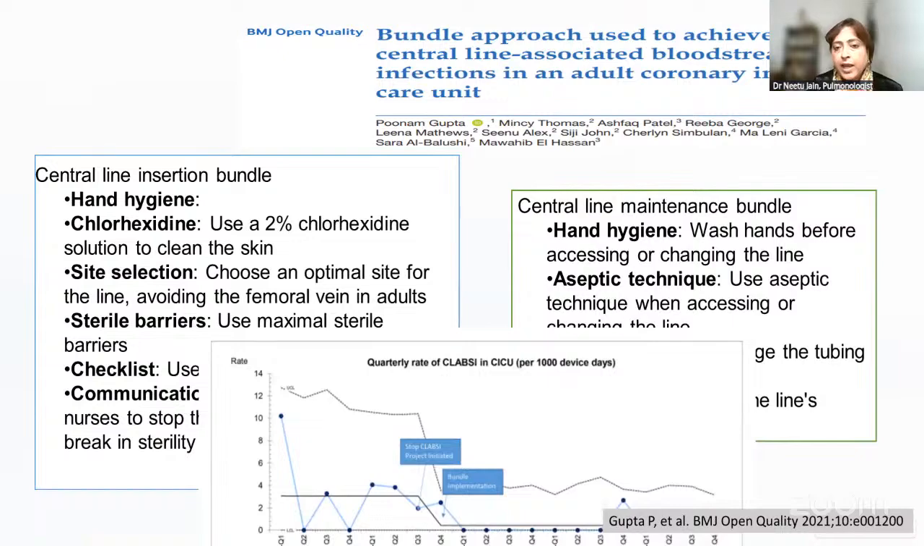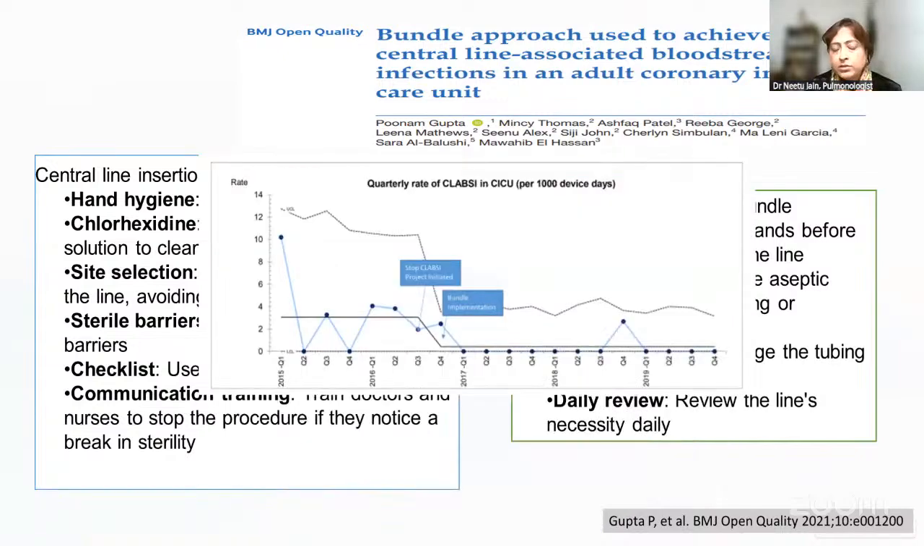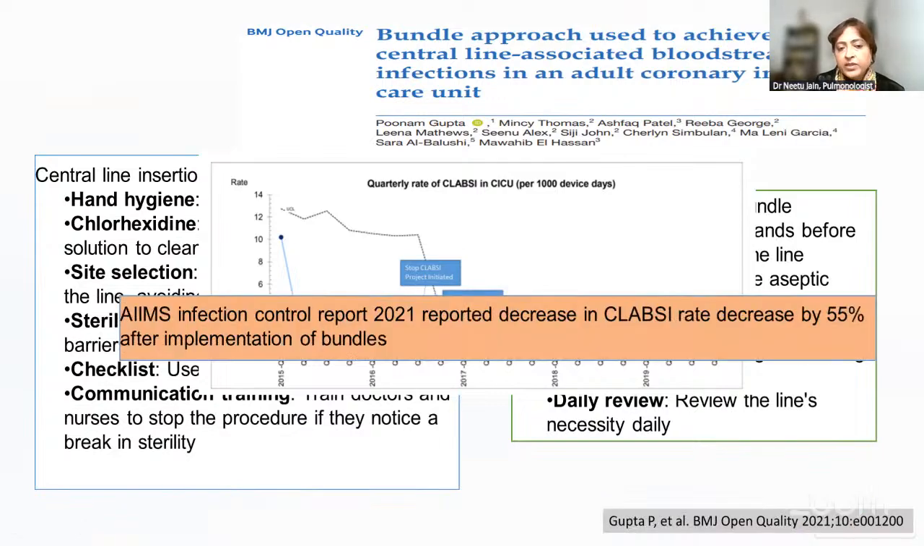So you can see the huge gap which was covered. If you see the black line and the blue line, you can see how much gap there was in decreasing the rate of infection, which decreased from about 13-14% to 4%, and then it also touched zero at some point in time. AIMS infection control reports 2021 show a decrease in CLABSI rates by 55% after implementation of the bundle.